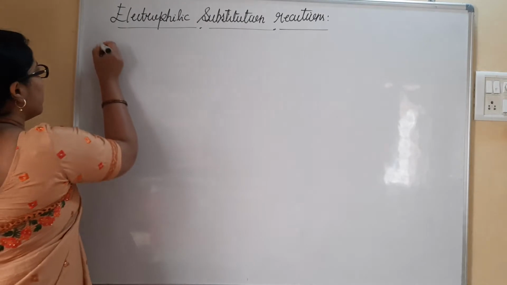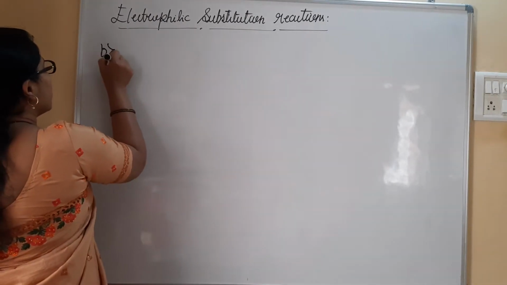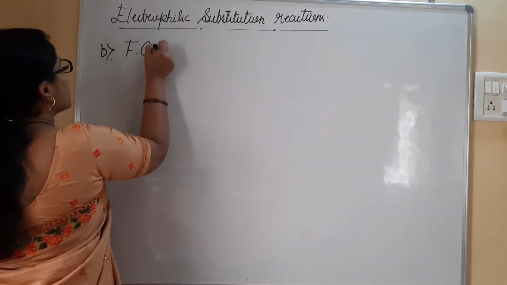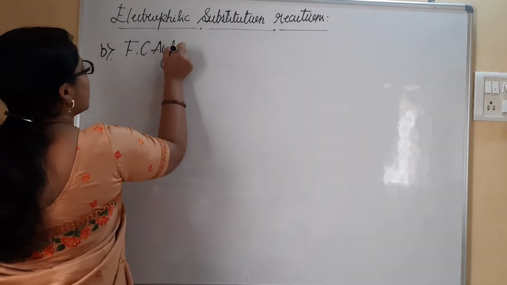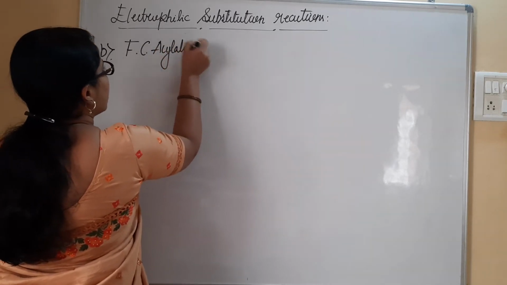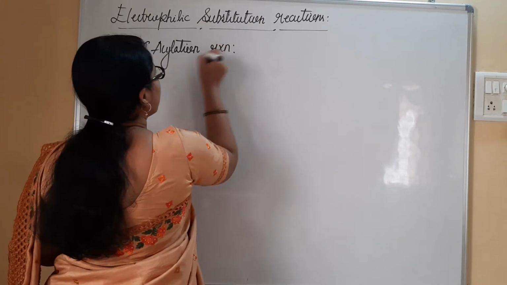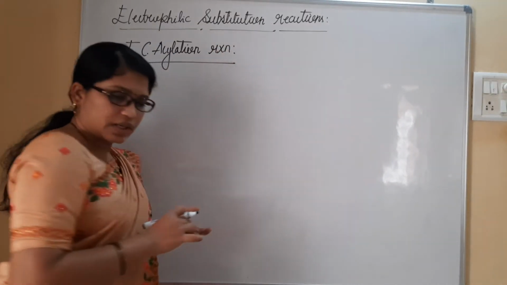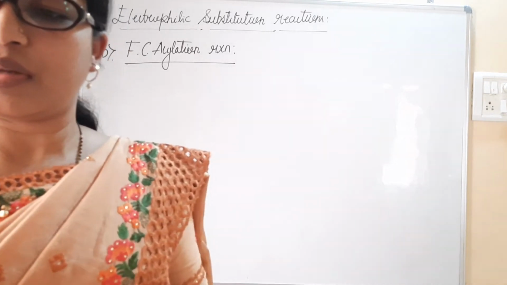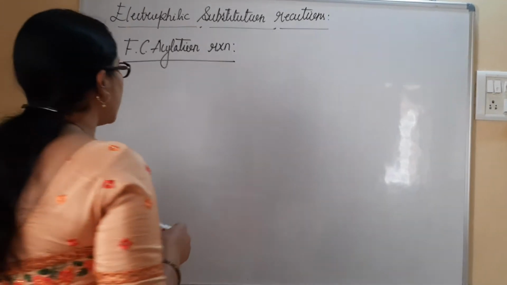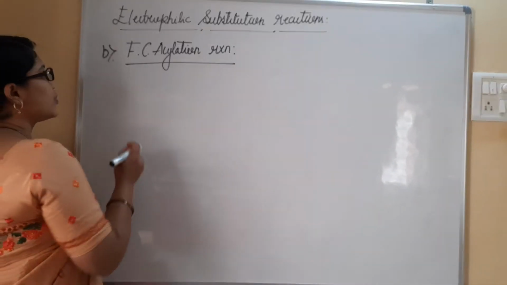So now B, Friedel-Crafts acylation reaction. When you consider this one, we will be getting final products as ketones.